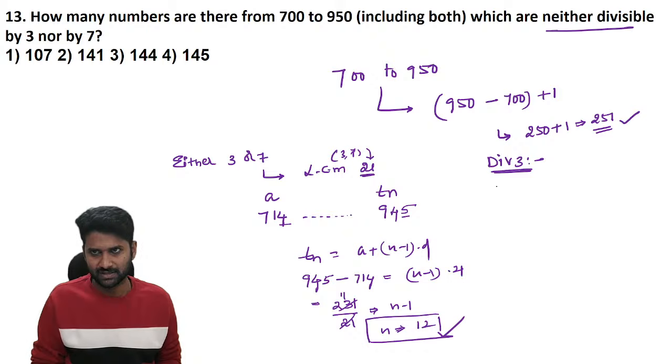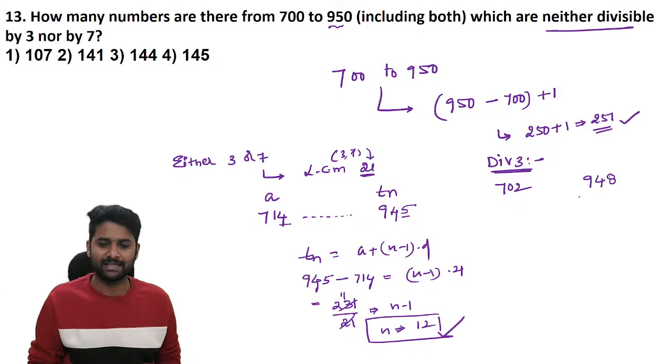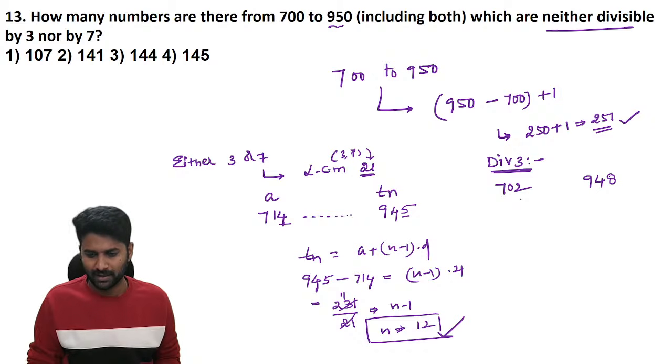So 699, so 702 is the first number. Then 942, 945, 948 is the last number. Okay, good. So from 702 to 948, find the difference. 8 minus 2 is 6. So 246 divided by 3.